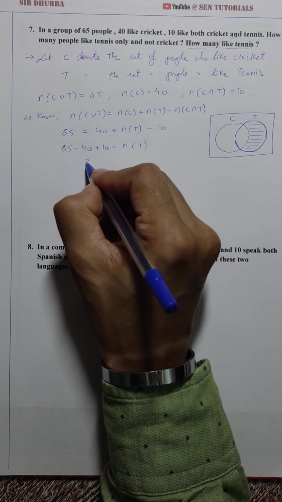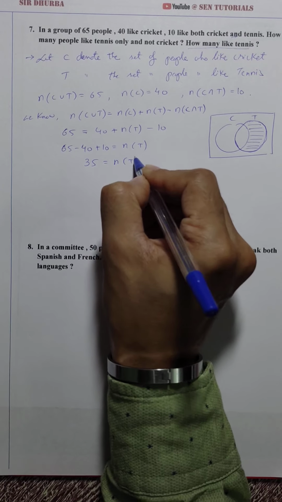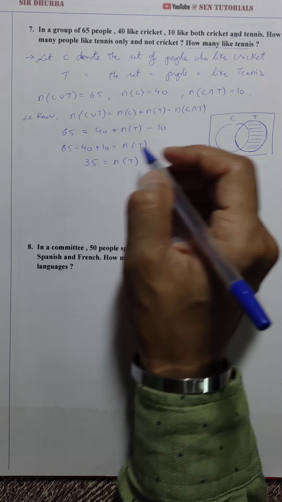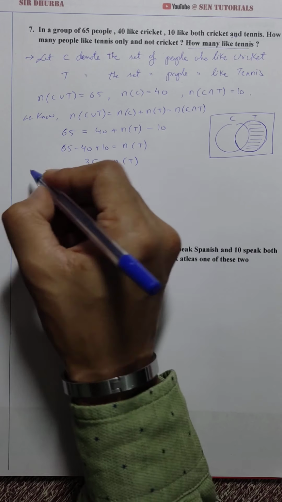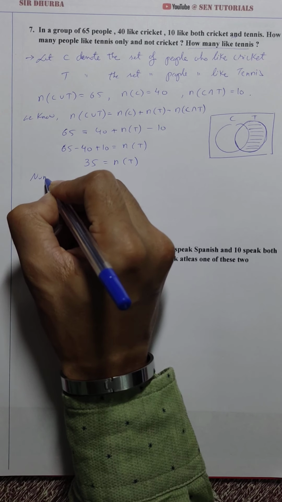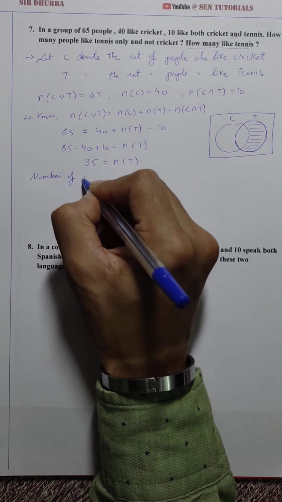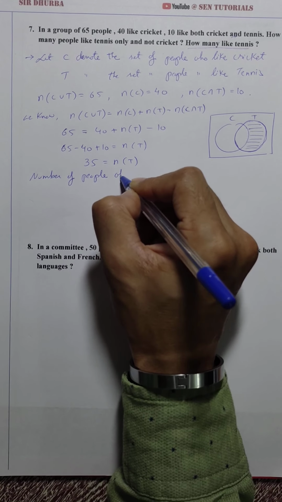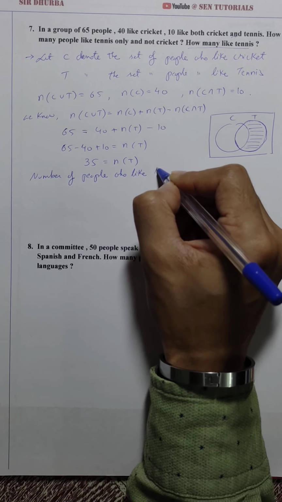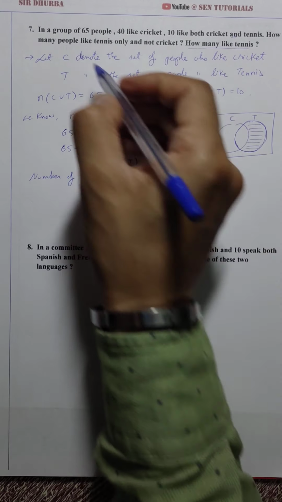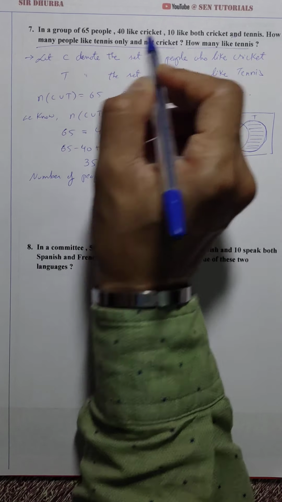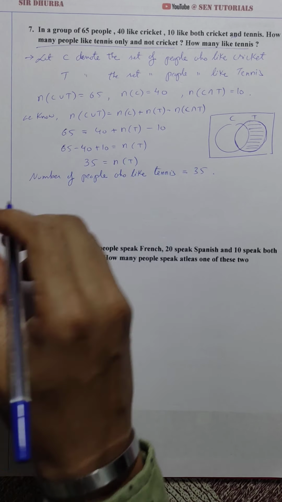So 25 plus 10, how many people like tennis? We have 35 here, number of people who like tennis, 35. So just for avoiding confusion, number of people who like tennis, 35. Moving to the first question, how many people like tennis only and not cricket?